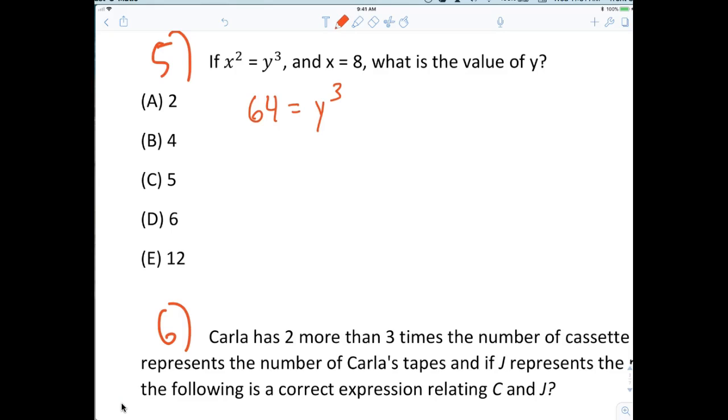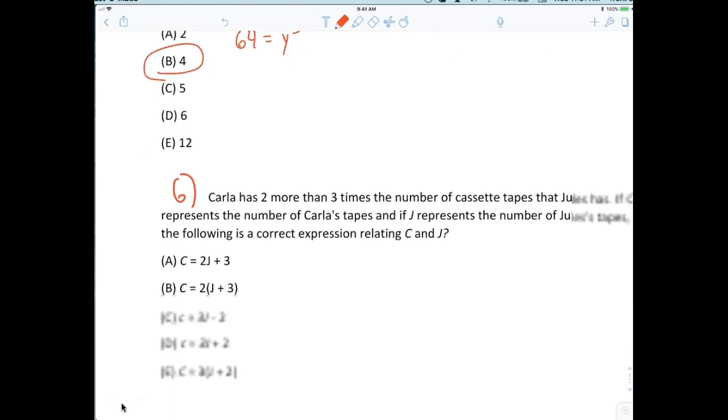4 times 4 times 4 is 64. So, everybody okay with that problem? Any questions? All right, let's take a look at question number 6 now.